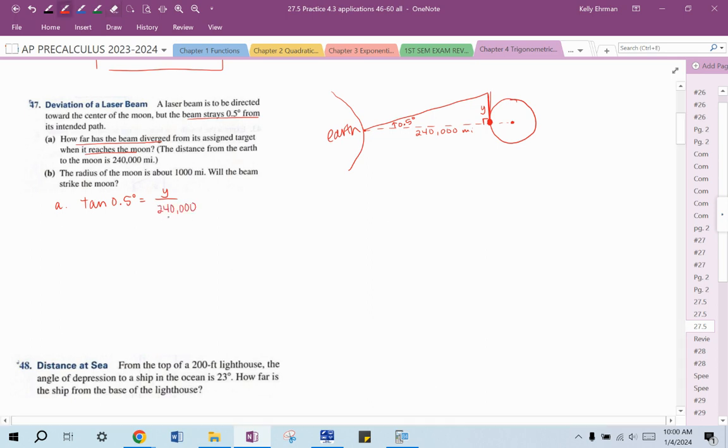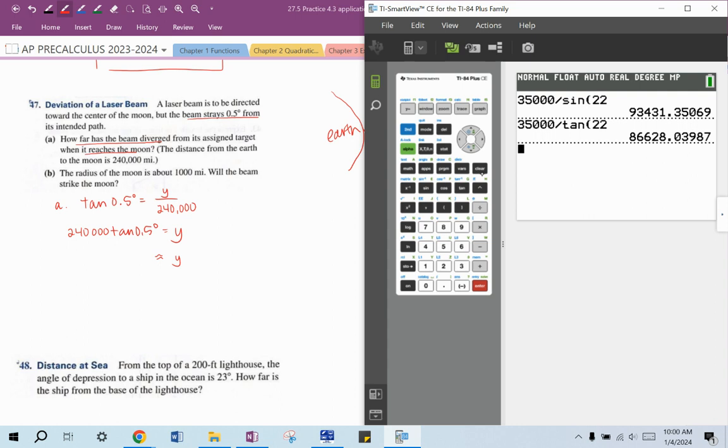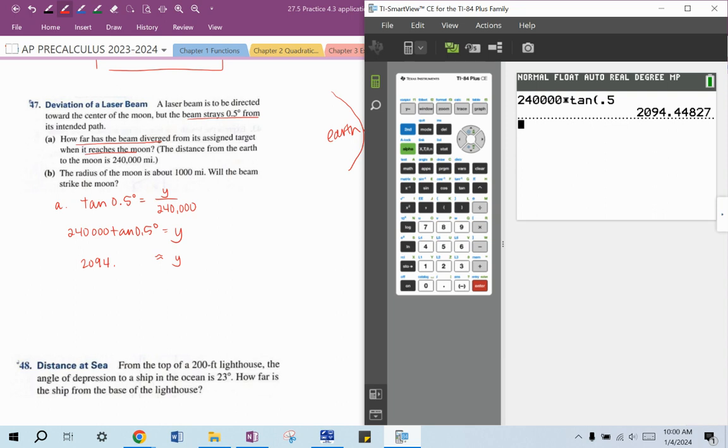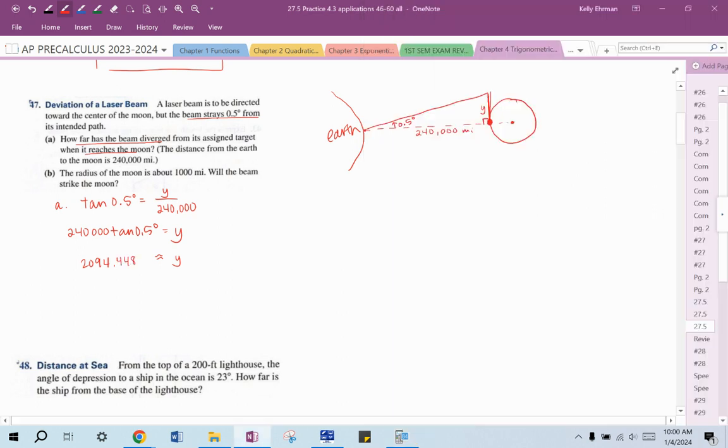To solve for y, I only have to multiply 240,000 over to the other side. So y is approximately 240,000 times the tangent of 0.5. So that is how far off course? 2,094.448. The unit is miles because that's what the 240,000 was measured in. So that's how far off course the laser beam has strayed by the time it reaches the moon.